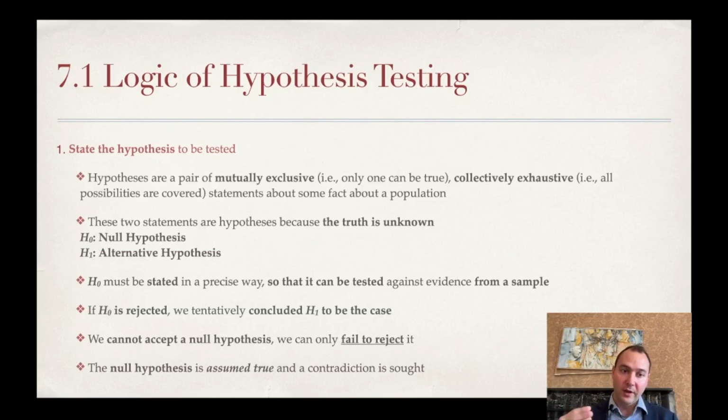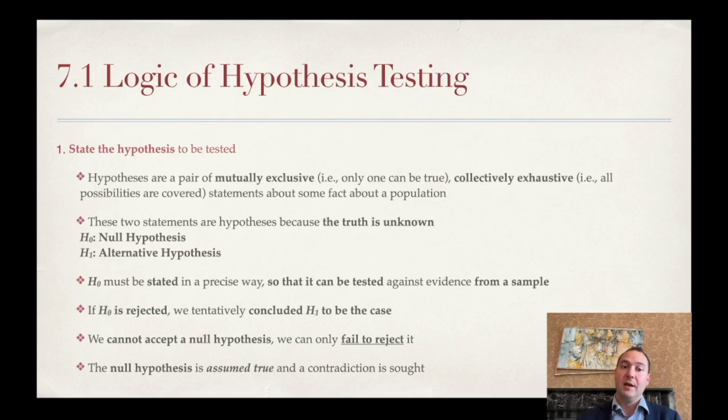H0 refers to the null hypothesis. Null hypothesis means if we have no information, we assume the null hypothesis is true. If we have information that shows us that the null hypothesis is not true, for example, our assumption is not true because the data doesn't match what we would expect it to be, then we would reject our null hypothesis and use our alternative hypothesis, H1.